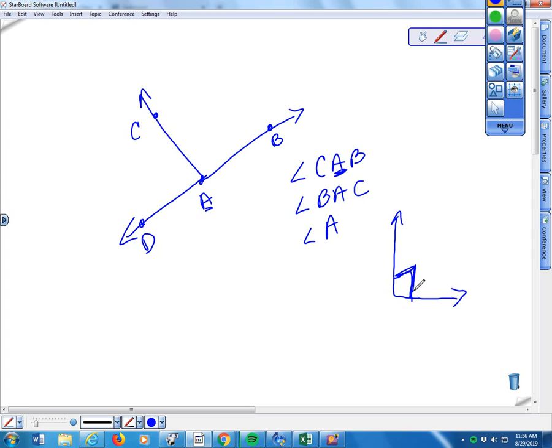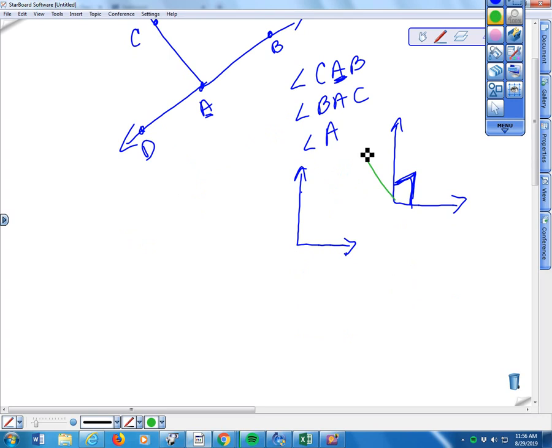If you're on the ACT and you have a figure like this with no square, you cannot assume it's 90, even if it looks 90 to you. Okay, the only way you can assume is if they put the box in there or they tell you that angle is 90 degrees. Or they tell you this ray is perpendicular to this one, then you know it's 90. Okay? All right.